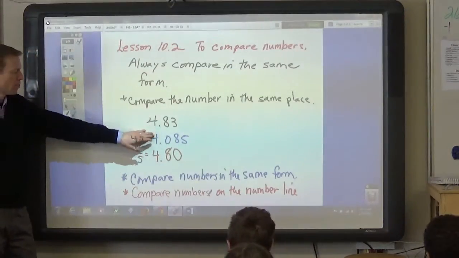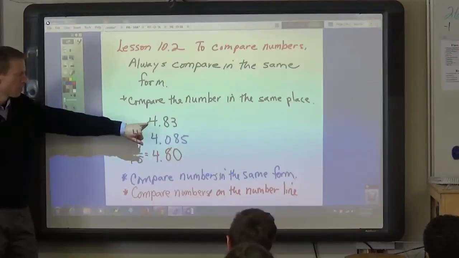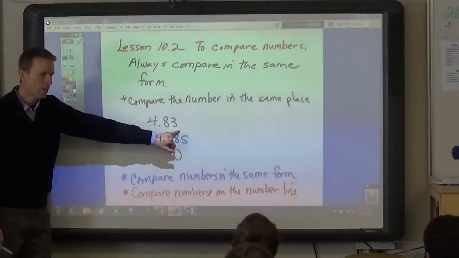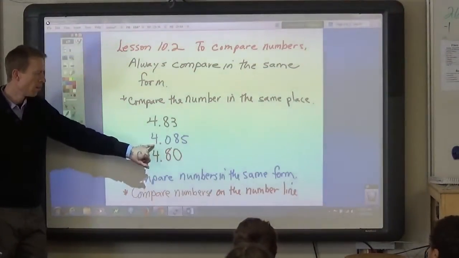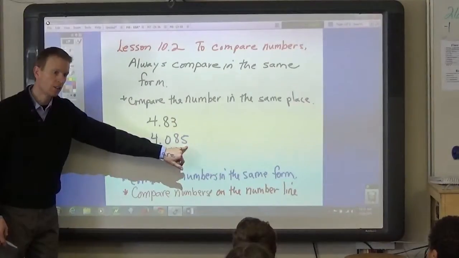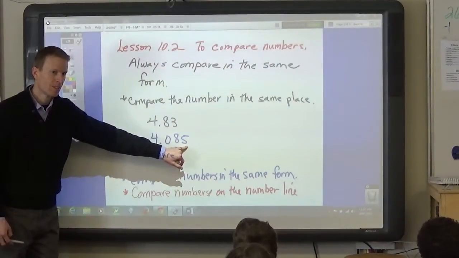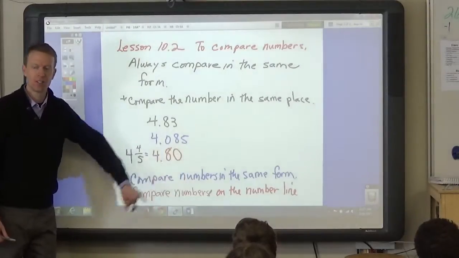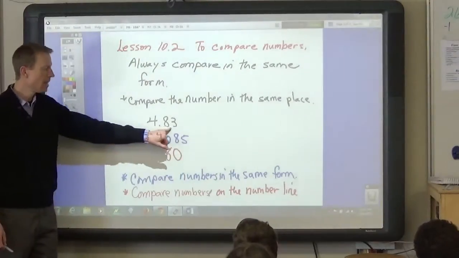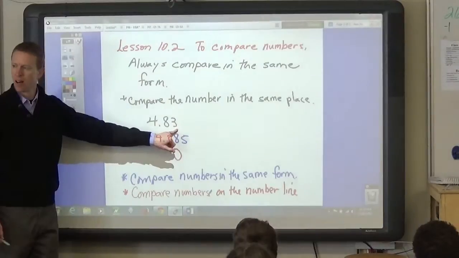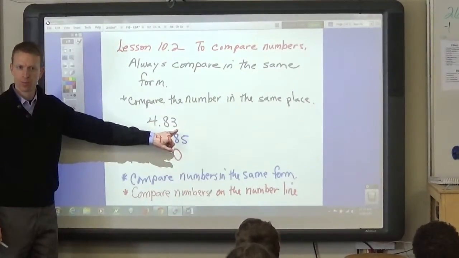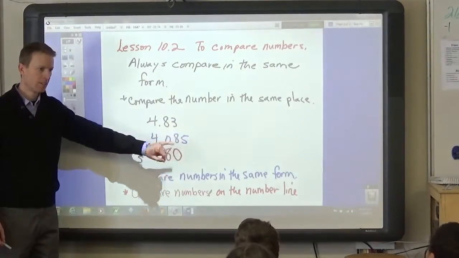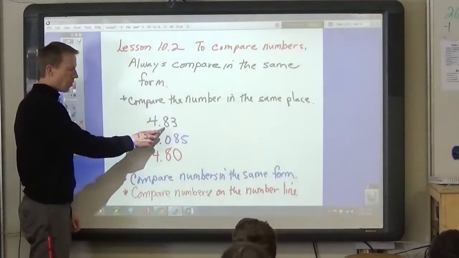So let's look at these three numbers. 4 and 83 hundredths, 4 and 85 thousandths. That's got 85, but it's 85 out of 1,000 versus 83 out of 100. So which one is more? This one's more, isn't it?